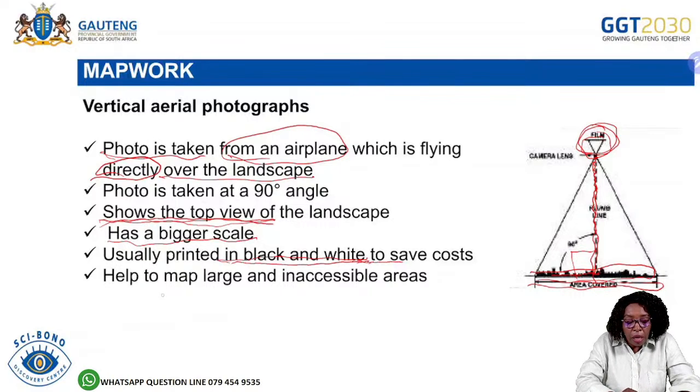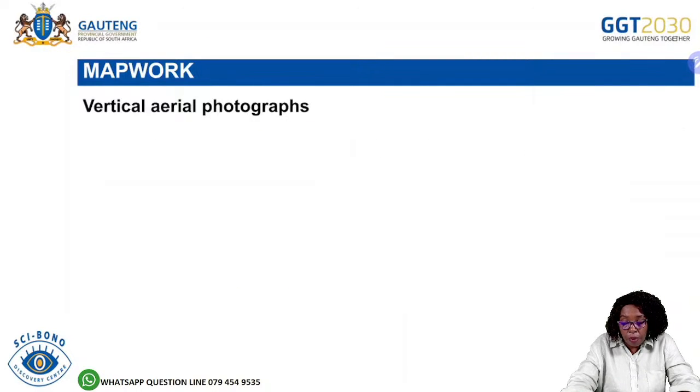So you can just imagine, boys and girls, that if we were to want to map an area of Johannesburg, the only way in which it can be easier is when we take an aerial photograph, because you cannot do it whilst you are on the flat surface. Okay, and also it helps us to get pictures or the photos of areas that are inaccessible.